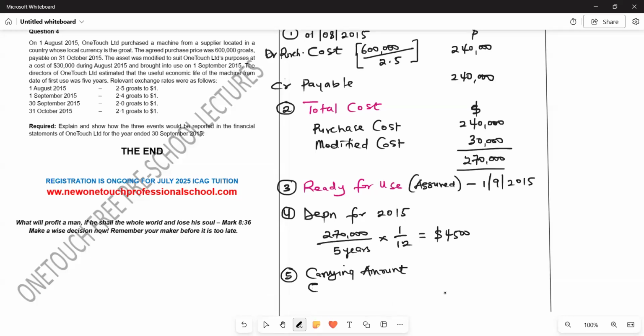So what about the carrying amount? So 270,000 minus what? Minus 4,500, not 45,000. So that will give us how much? 265,500.